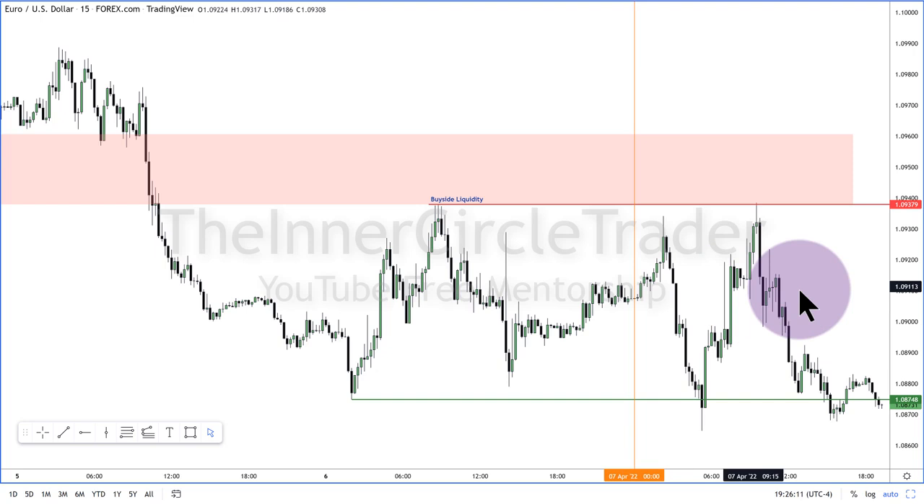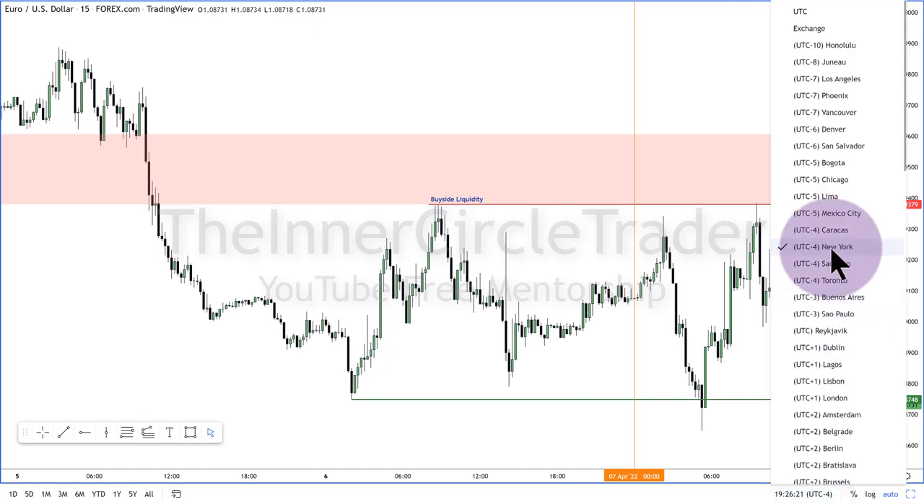How far am I drawing it out? 11 o'clock in the morning, New York local time. How do I know my chart's going to look like ICT's, right? That's what you're asking. You toggle it to New York.